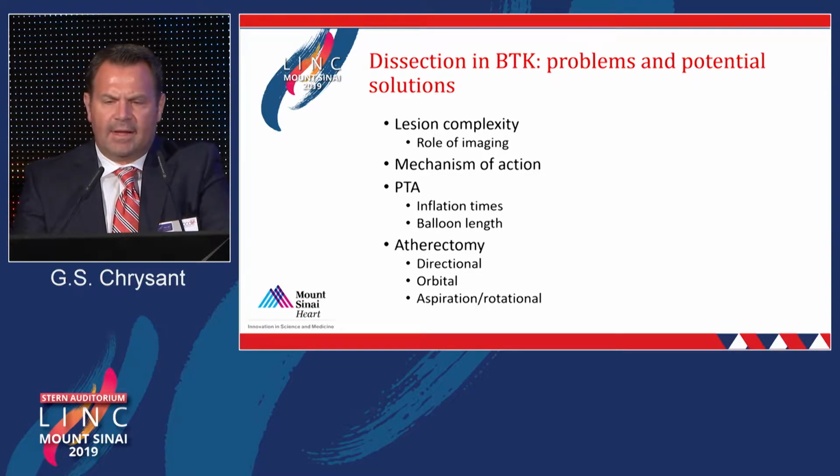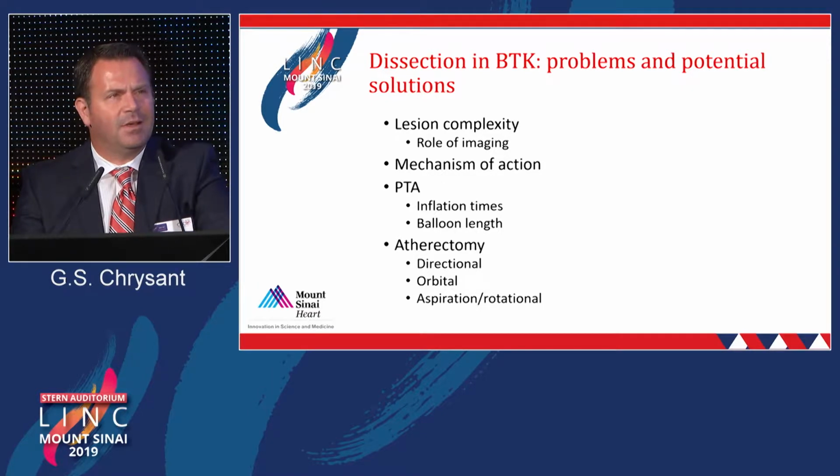So when you're looking at the problem and potential solutions, I think it's always important to understand the complexity of the lesion. I think it's always important also to understand the mechanism of action, because again, you're injuring the vessel, so you just have to decide how many times you want to injure a vessel to help it. And then look at things that might help. So is there anything to the PTA technique that may help?